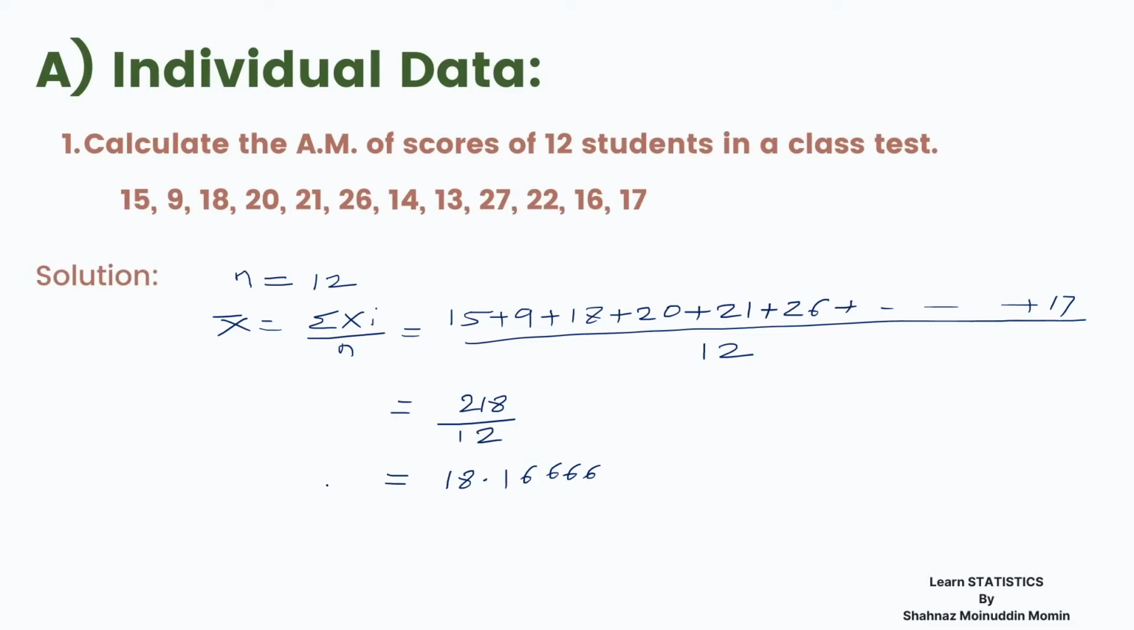This is how we calculate the arithmetic mean in individual data. We only add the individual values and divide by the total number of observations. Then we will get the arithmetic mean for individual data.